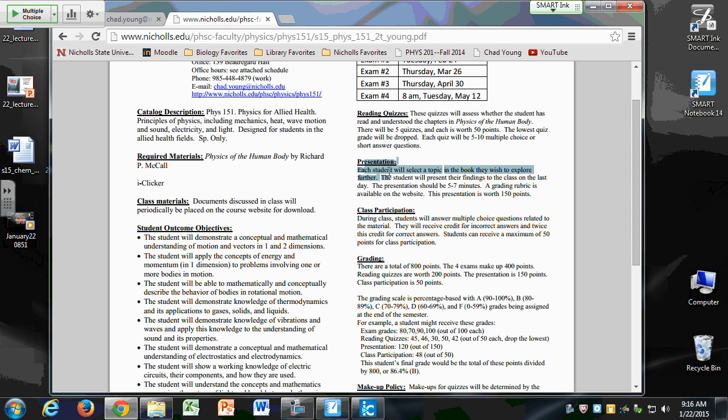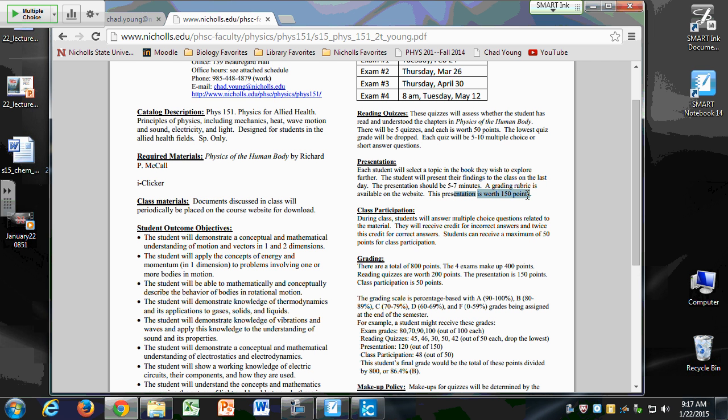You can select a topic in the book that you wish to explore further, and then you'll present your findings to the class. And I'll put out a rubric. I don't really have a grading rubric right now. This is the first time I've done this presentation, but you'll do that on the last day of class, 5 to 7 minutes. It's worth quite a bit. It's worth 150 points. Students tend to do better on these things than they would on an exam.